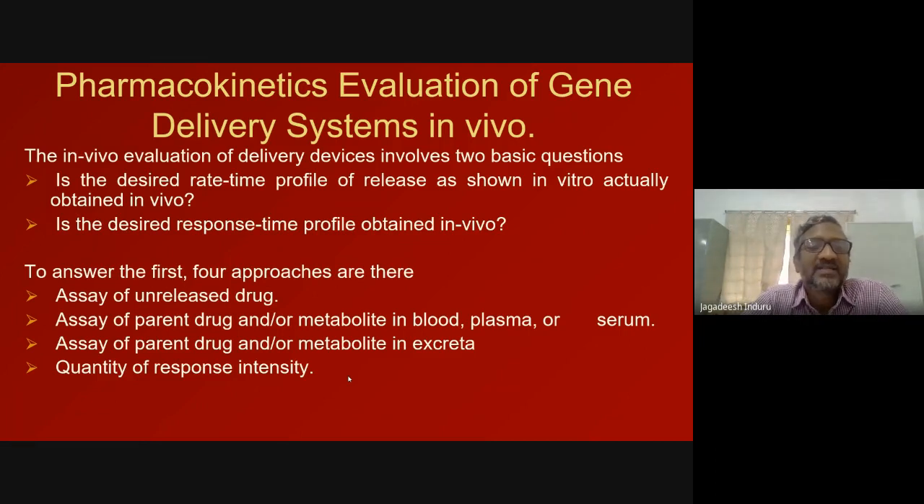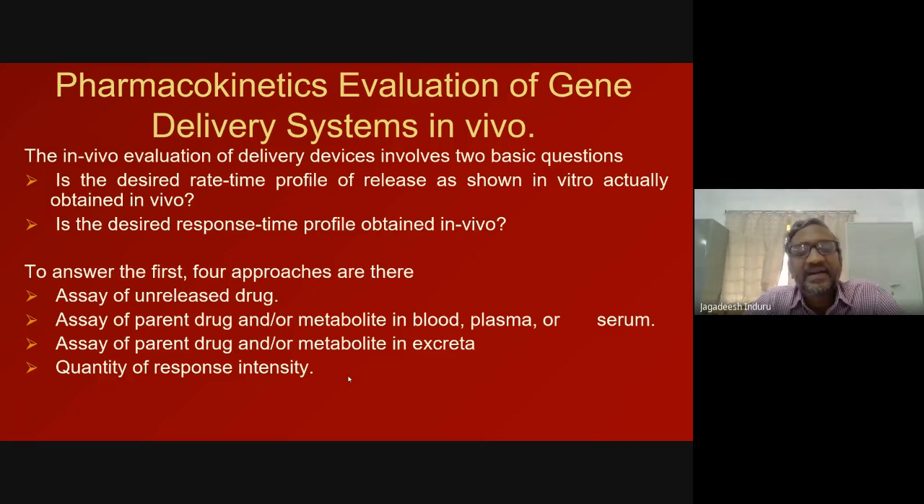So to answer the first, we have got 4 approaches. One is assay of the unreleased drug, or the drug which is present outside, not in the target organ. It means if it is present more and more outside the target organ, reaching of the drug to the target organ is very less. Assay of the parent drug or the metabolite in the blood, because we are not able to access the particular organ, we are accessing in the blood.